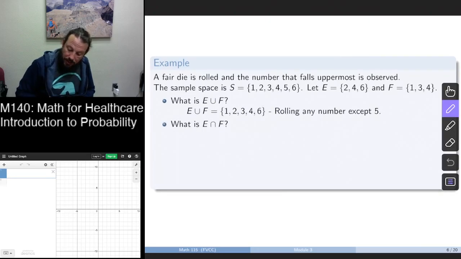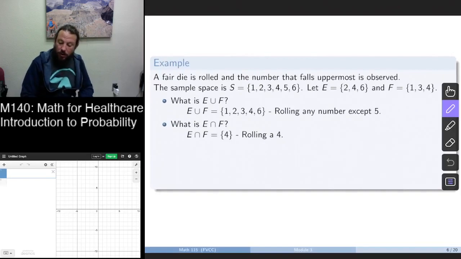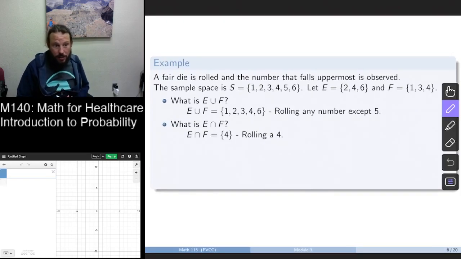What is E intersect F? That's saying E and F both have to happen. It looks to me like it's only the singleton {4}. E intersect F is the same as saying rolling a 4.